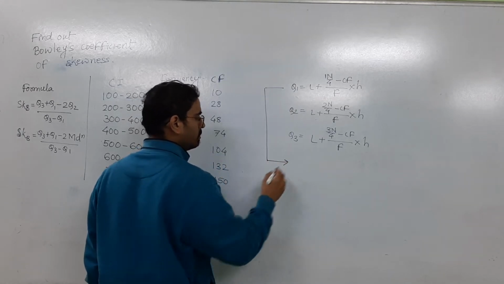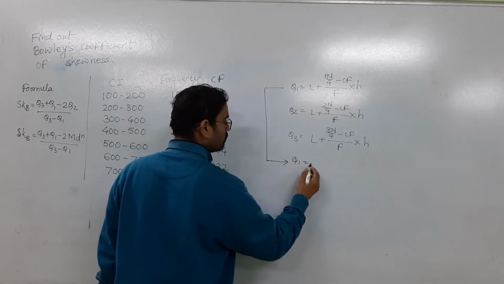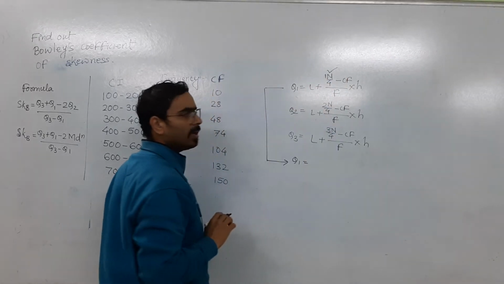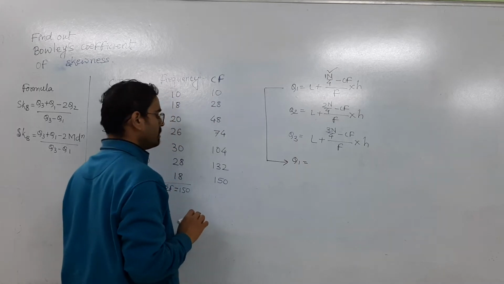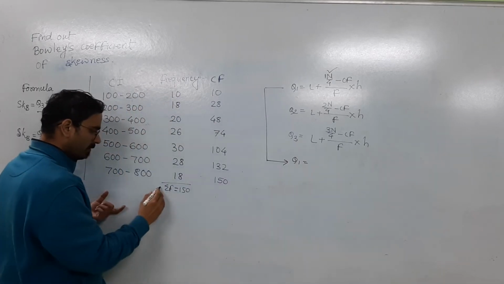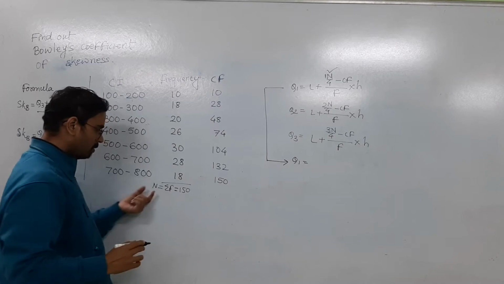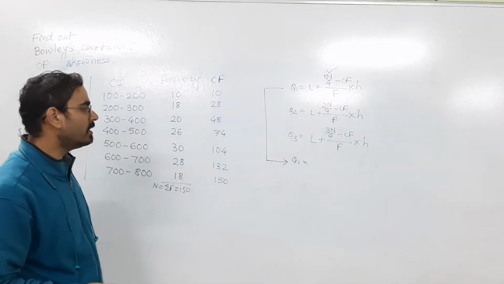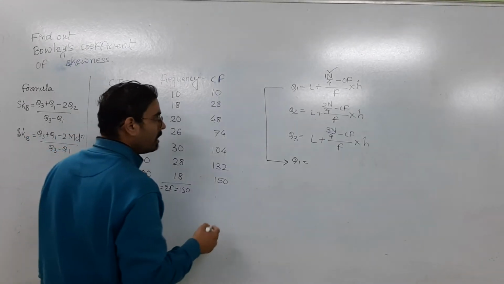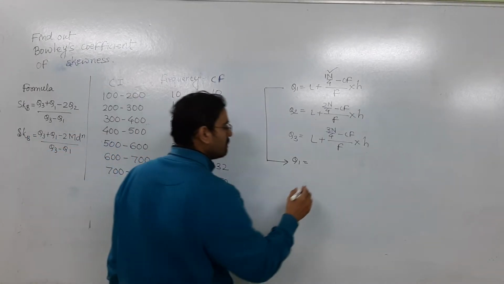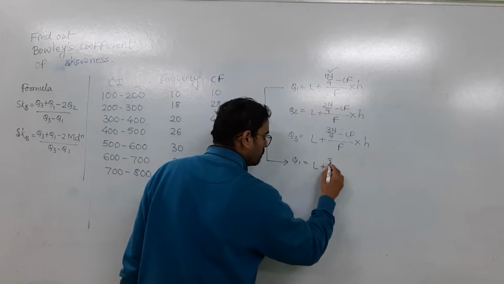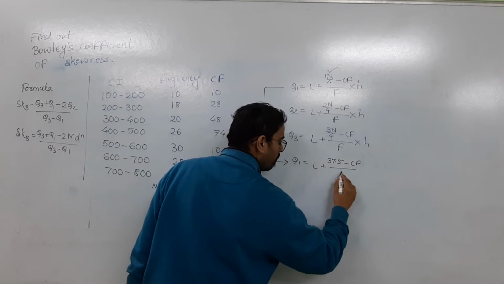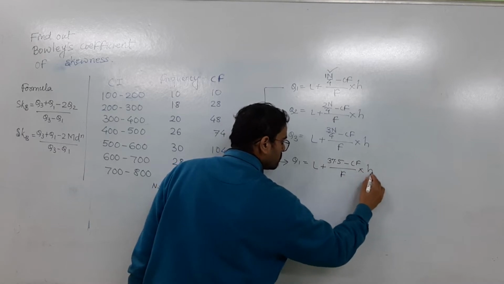So first Q1. For finding Q1, the most important term we need to find first is n by 4. N by 4 means what? What is n? N is nothing but the total frequency. So n by 4 means 150 divided by 4, that will be 37.5. So L plus (37.5 minus Cf) upon F into H.